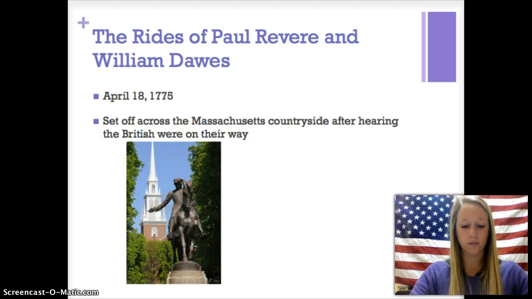Along the way of their rides, Paul Revere and Dawes gathered hundreds of men who armed themselves and set out against the British. Together, Revere and Dawes warned Adams and Hancock upon their arrival.